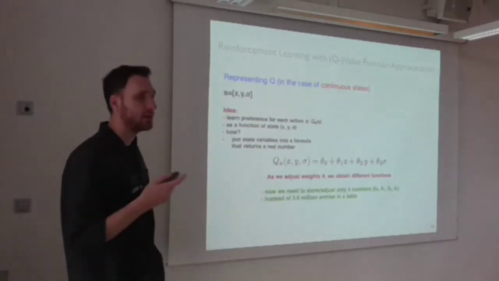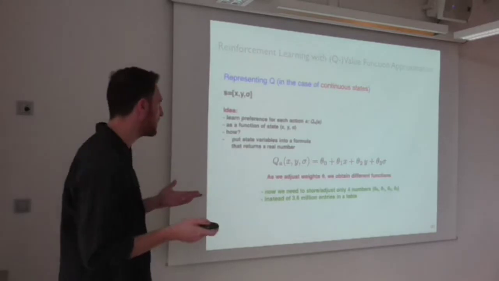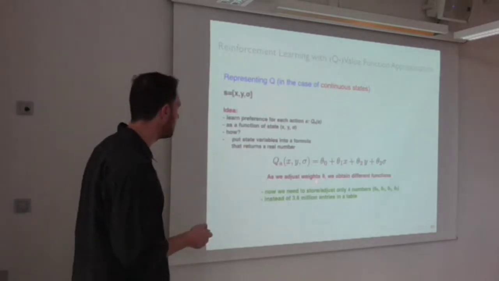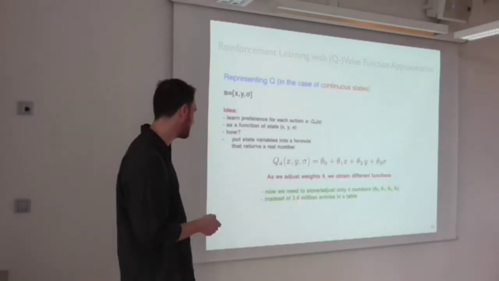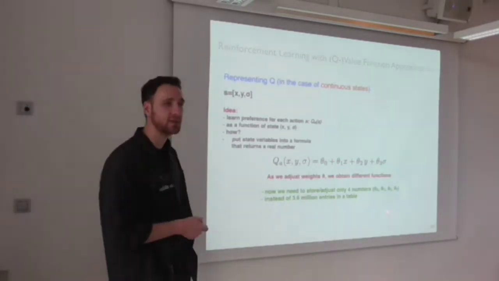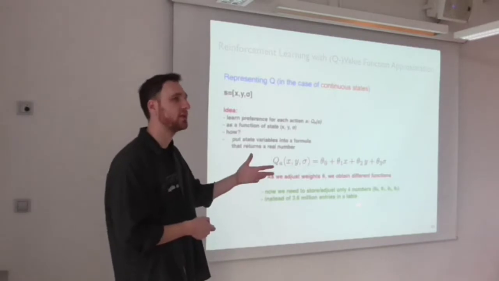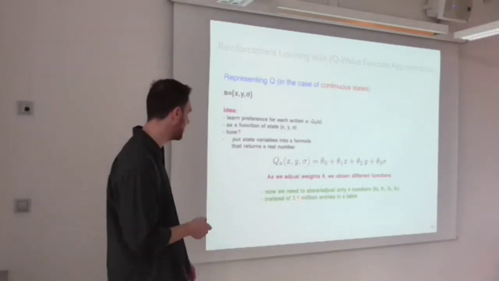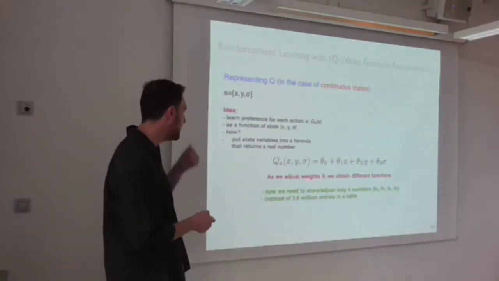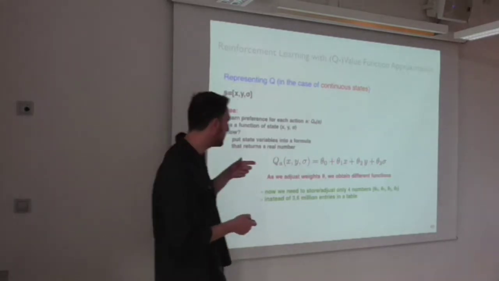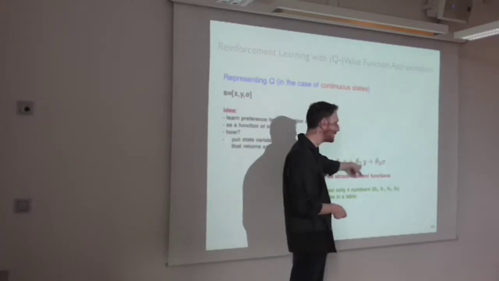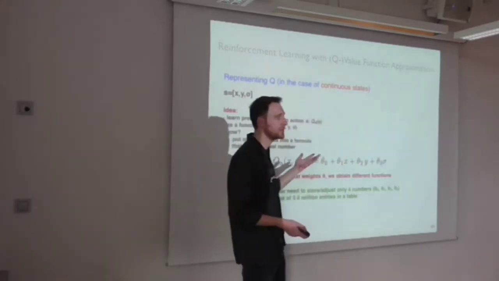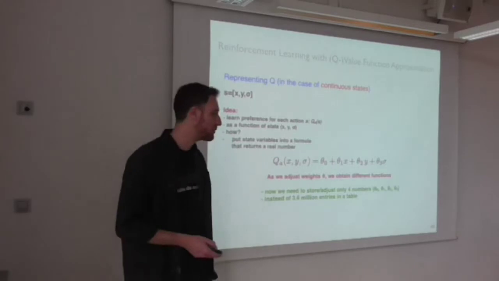So what is the first obvious advantage of doing this? Before, if we decided to discretize x, y, and sigma, we would need, as I mentioned, 3.6 million numbers. You would have to learn the value of those 3.6 million entries in a table. And now, instead of 3.6 million, you need to know the value of theta 0, theta 1, theta 2, theta 3. You need to find 4 numbers. And 4 is much better than 3.6 million.